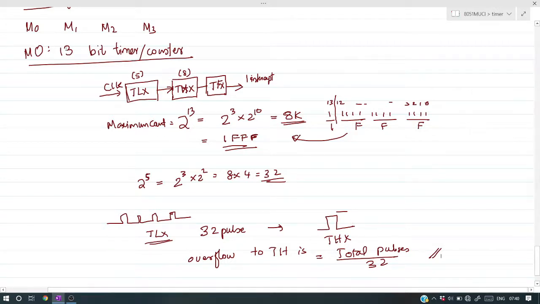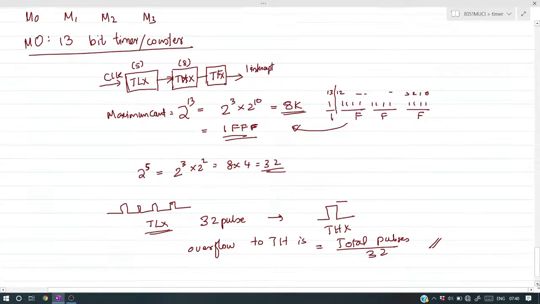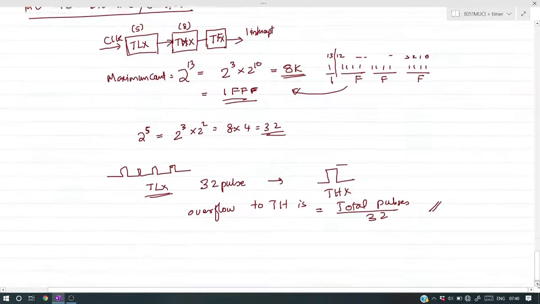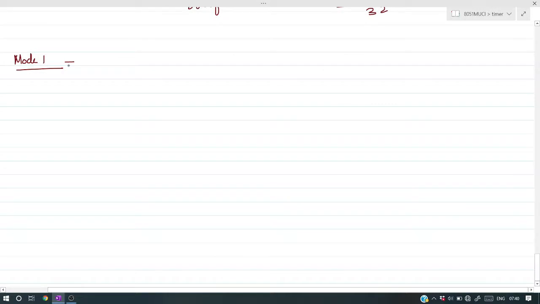So these are all about mode 0. Mode 0 is a 13-bit counter. We can count up to 1FFF. After each 32 pulses, we obtain an overflow to TH, or in other words, it is used to divide the frequency by 32. Next one is mode 1. Mode 1 is most popular. It is a 16-bit counter.